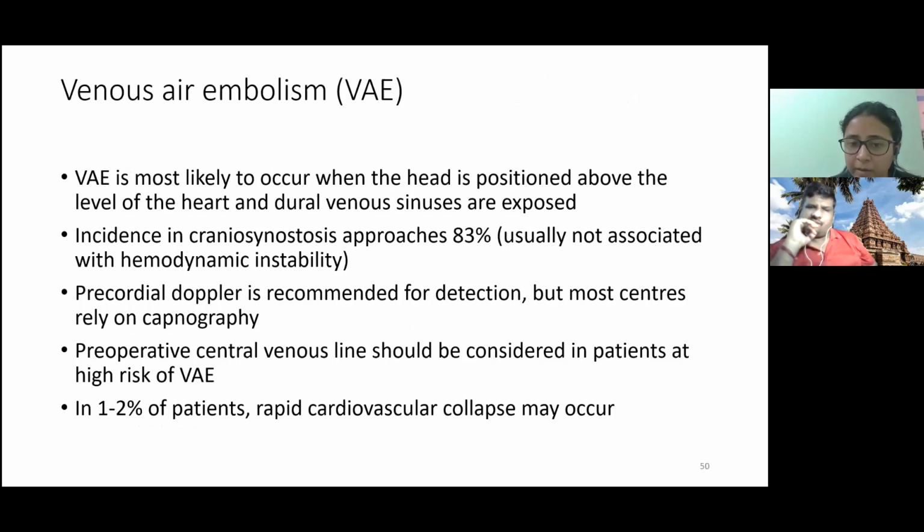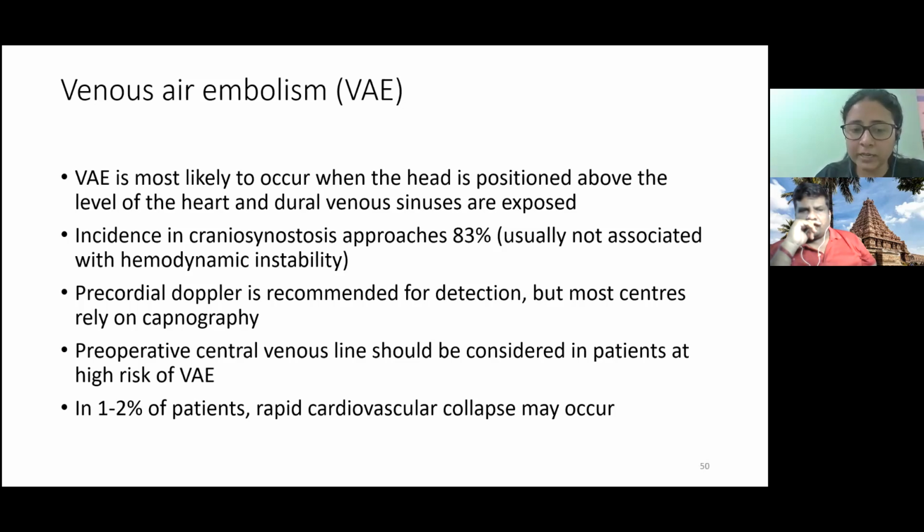Precordial Doppler is recommended for detection, but most centers rely on capnography. We know that a sudden decrease in EtCO2 is suggestive of venous air embolism. Preoperative central venous line should be considered in patients at high risk of VAE, especially very small children, and patients who are positioned in prone position, modified prone position with head and neck hyperextended.